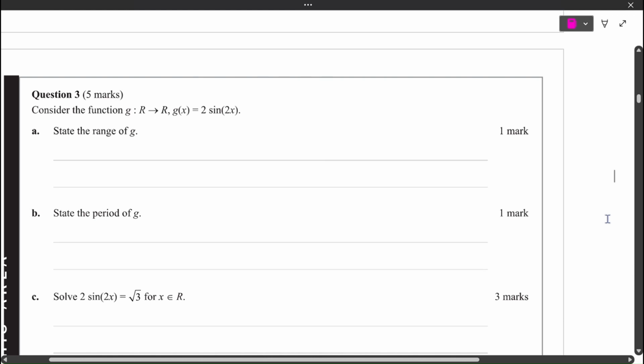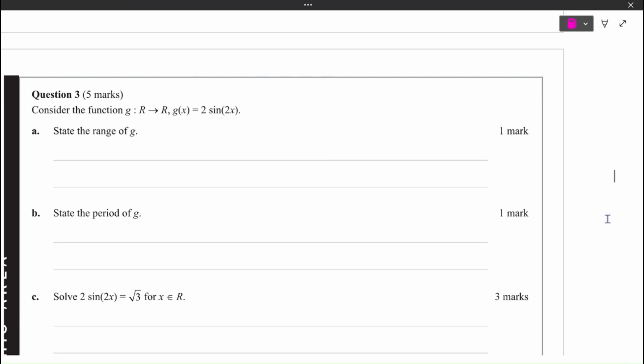Today we'll be going over question 3 of the 2021 Methods Exam 1. So firstly, consider the function here, g of x equals 2 sine 2x. State the range of g.